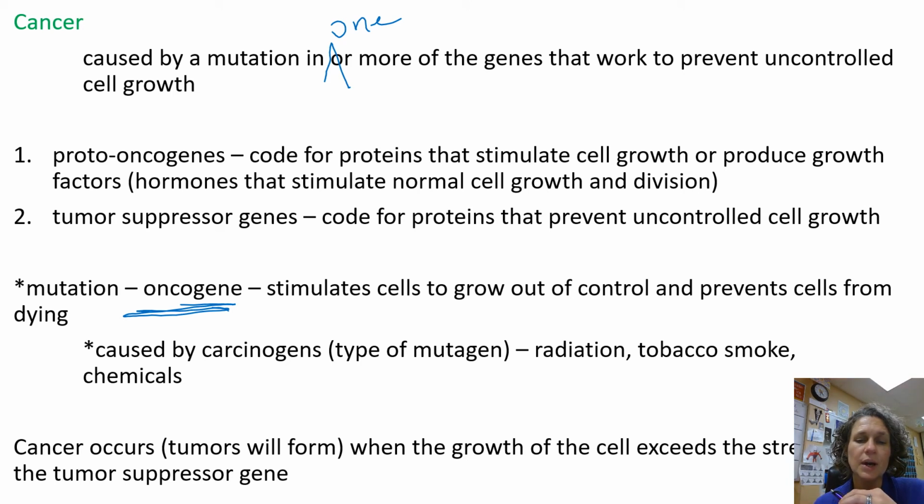And so they are kind of overriding the natural genes. So when this cancer happens, the tumors form if the cell growth exceeds the ability of the tumor suppressor gene to shut it down.